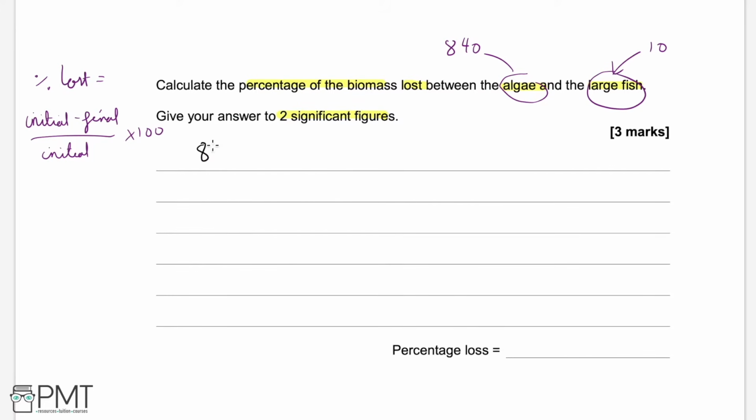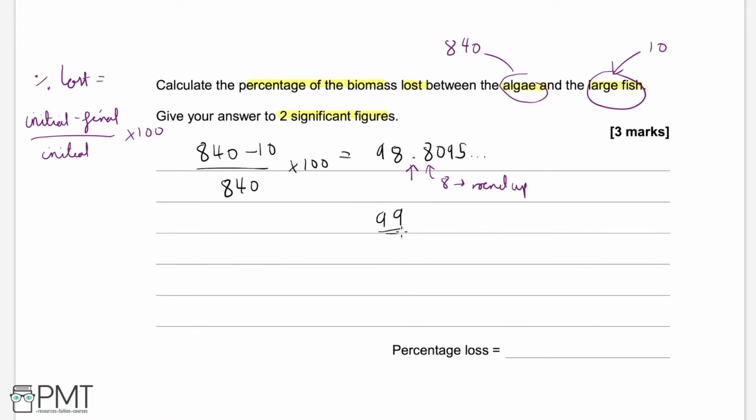So let's substitute our values into this. 840, the algae, is the initial biomass, and 10 is the final. This gives us a value of 98.8095. We must then round this to 2 significant figures. Looking to the right hand side of the second digit, we can see an 8, therefore we must round up to 99.